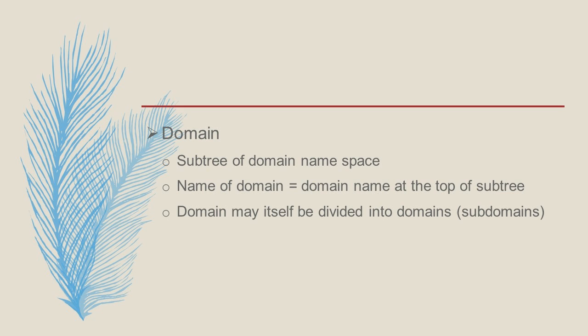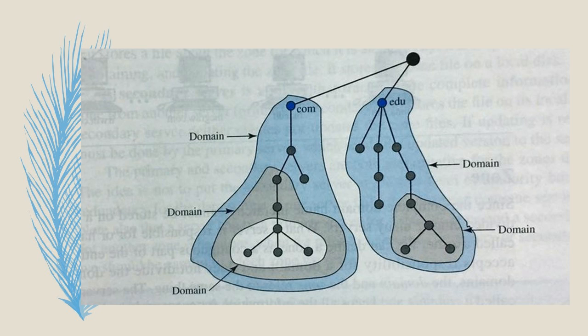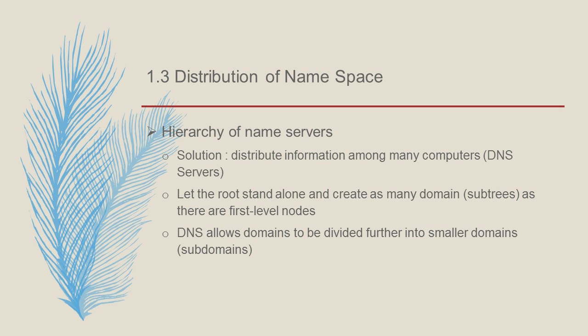The diagram below shows some domains. Note that a domain may itself be divided into domains, or subdomains as they are sometimes called. The third topic in this chapter is distribution of the namespace. A hierarchy of name servers is the solution to distribute the information among many computers called DNS servers. One way to do this is to divide the whole space into many domains based on the first level. In other words, we let the root stand alone and create as many domains as there are first level nodes.